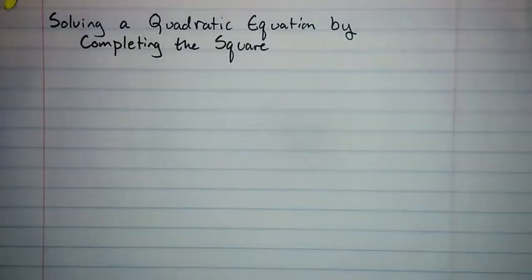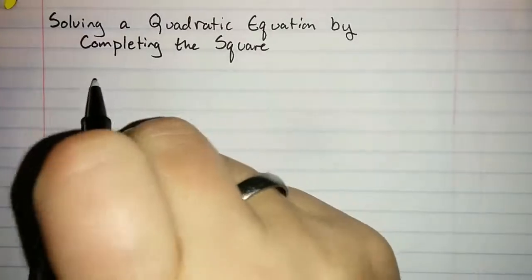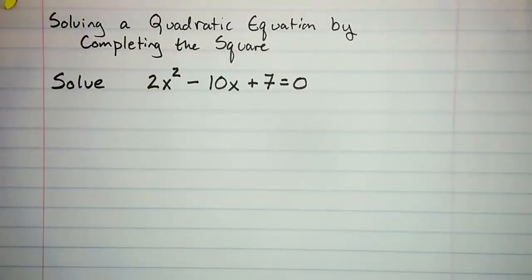One of the useful things we're going to be able to do using this technique of completing the square is to solve quadratic equations that we were not able to solve by factoring. So, for example, let's suppose we want to solve the quadratic equation 2x squared minus 10x plus 7 equals 0.